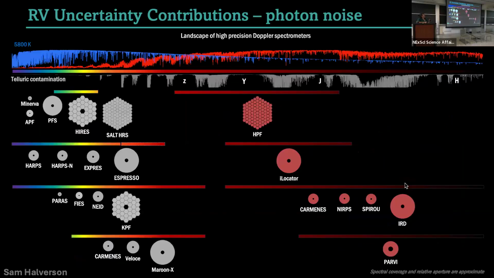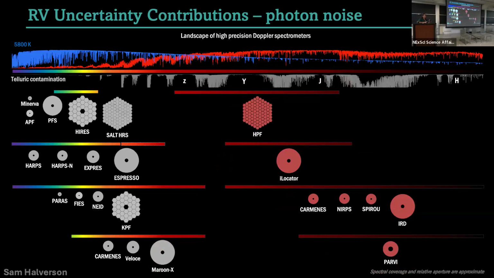This is a nice landscape of the current high-precision Doppler spectrometers that are in operation around the world right now. You can see that they're broken a bit into a set of visible instruments. This is where most of our very high-precision work is being done. These are more focused on sun-like stars. And then near-infrared instruments over here, these are more focused on M-dwarf stars, redder, cooler stars.